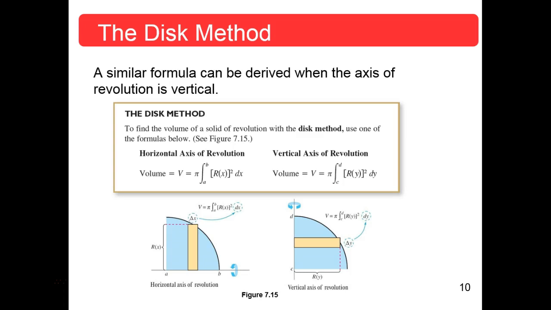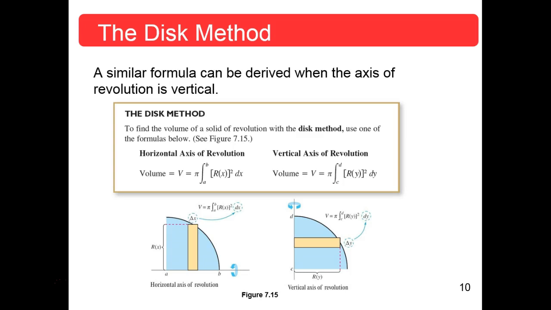Horizontal axis of revolution, going around this way. Pick your function, and have your radius as a function of x, because you're going to be doing dx's, that's the thickness of your disk, and so you need that radius to be a function of x, and these have to be limits on x. So your volume would be pi times the integral from a to b of radius squared dx. Pi r squared is your area, dx is your thickness.